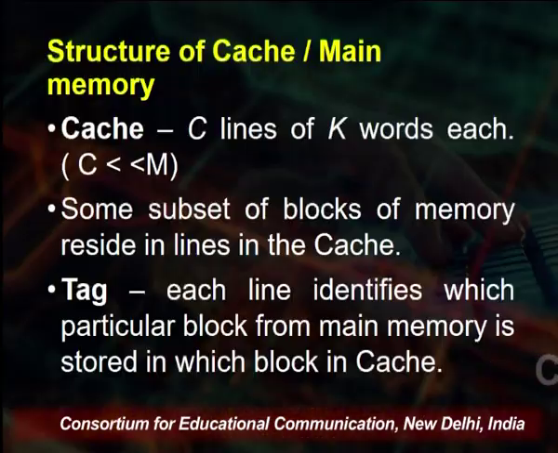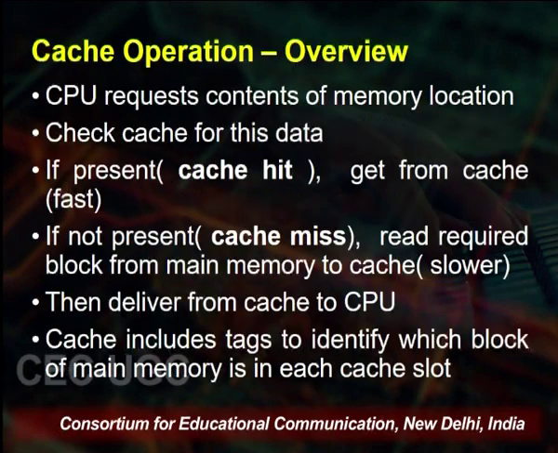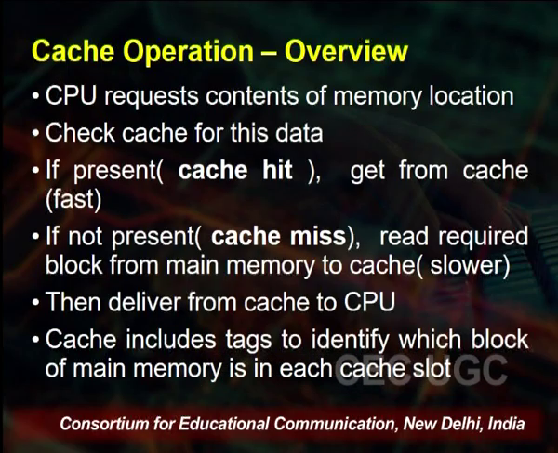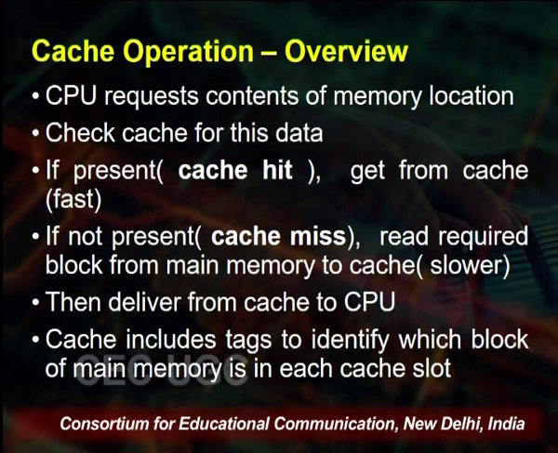The tag I just introduced: these are the bits which are used to identify a particular block from the main memory which is stored. To identify which part of the main memory has been moved into which part of the cache, the tag bits are used. How is it operating? Some part of the main memory is brought into the cache, into some part which is identified by the tag.